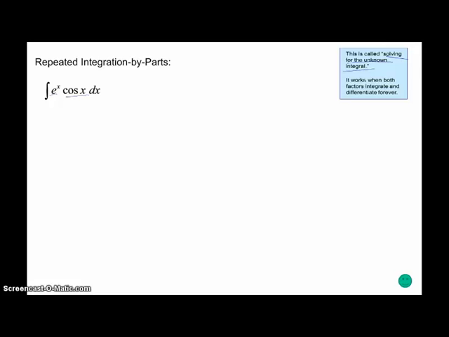So again, we want to fall back on our good old buddy LIPET. Because we have an exponential function and a trig function, there's our exponential function, there's our trig function. LIPET tells us that u is going to need to be e to the x. Therefore, dv would be cosine of x dx. du is e to the x dx. Remember, e to the x is its own derivative. And v is going to be positive sine of x.